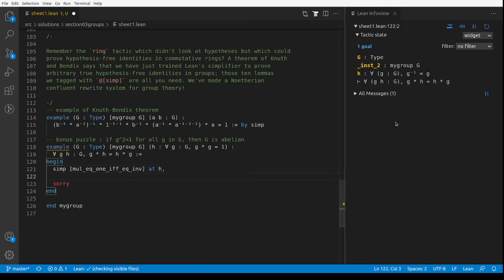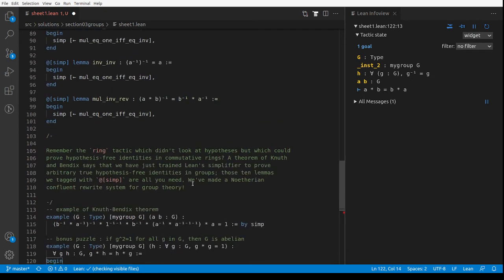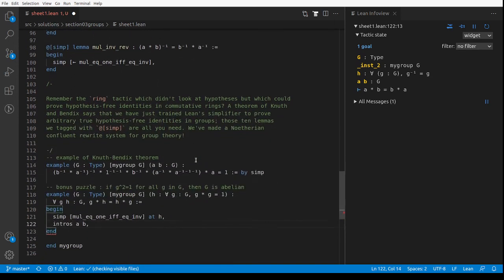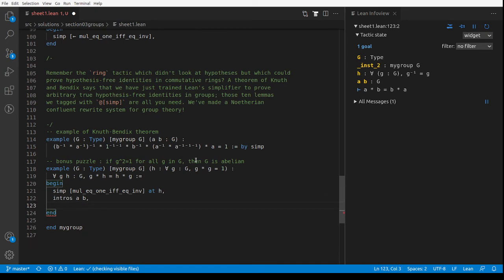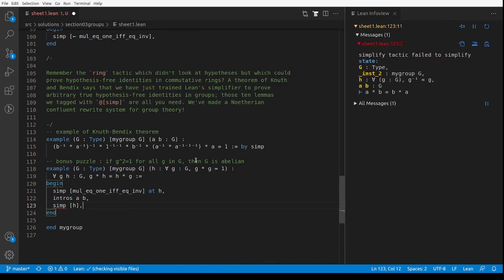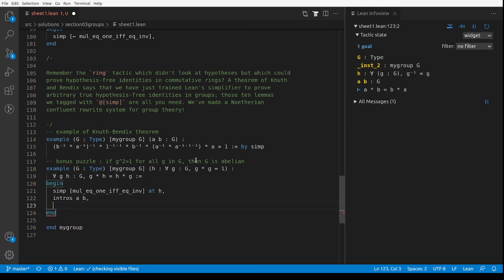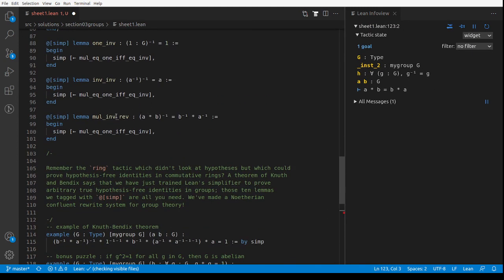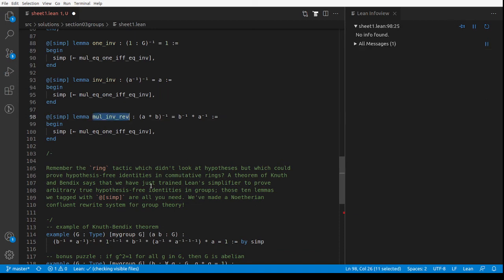So now let's try and prove this. Let's intros A and B, and I've got to prove that A times B is B times A. Basically the thing I want to use is this, right? Mul inv rev says A times B inverse is B inverse times A inverse. So now, I mean, simp with H might do it if we're lucky. No, the simplifier is not quite smart enough. So let's tell it mul inv rev.